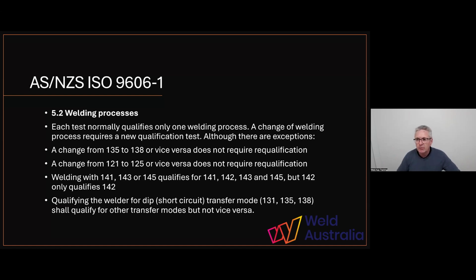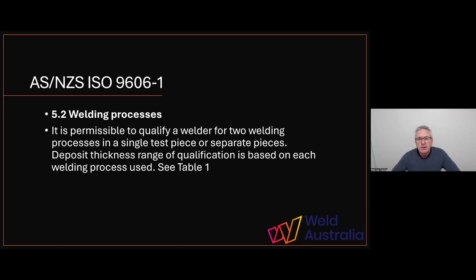So when we start going through that, and welding processes in particular, it is basically having an understanding of what detail we're looking at, and we understand the actual welding processes themselves. It is permissible to qualify a welder in two welding processes in a single test piece or separate pieces. A deposited thickness range of qualification is based on each welding process. So we start to look at table 1.